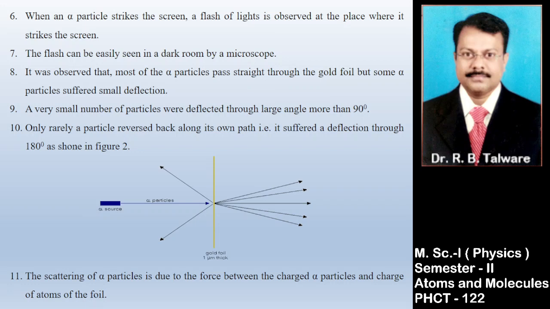Only rarely does a particle reverse back along its own path, that is, suffer a deflection through 180 degrees, meaning back toward the gold foil, as shown in figure 2. The scattering of alpha particles is due to the force between the charged alpha particles and the charge of atoms of the foil.